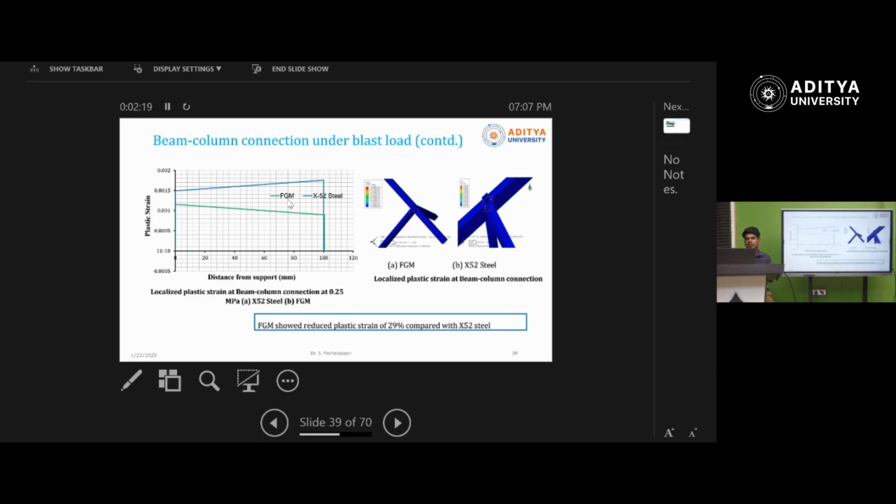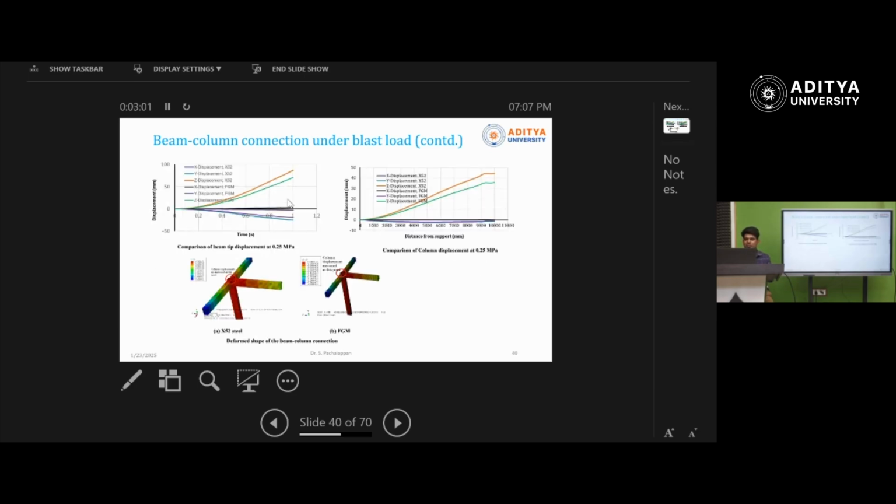What is meant by plastic strain? The permanent deformation. If there is a permanent deformation in the structure, it will create a plastic hinge. A plastic hinge is a zone of yielding in the structural member because of flexural action. We never want a plastic strain, we never want permanent deformation, we never want a plastic hinge. Only then does the structure have sufficient strength. So here we can see that, compared to the superior material, the FGM reduced the plastic strain by 29%.